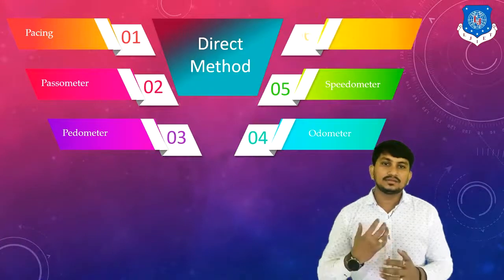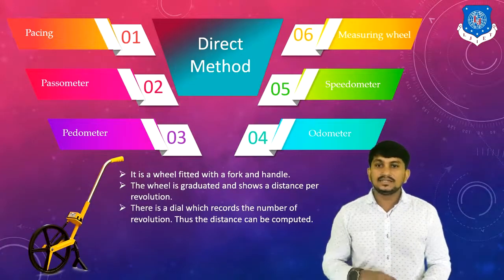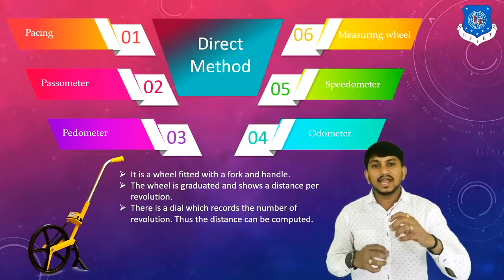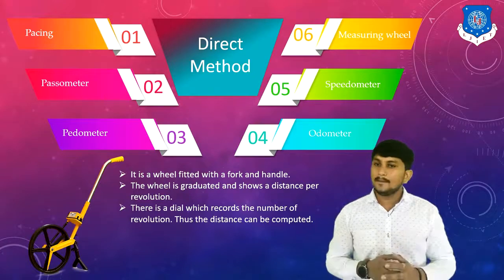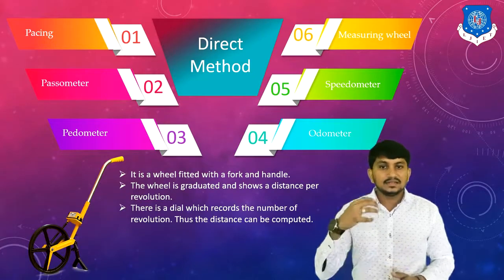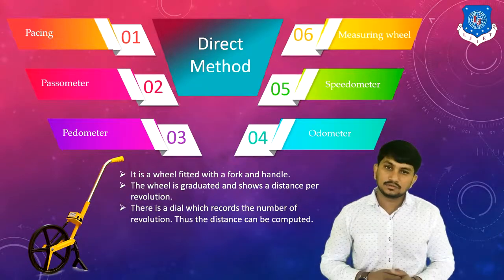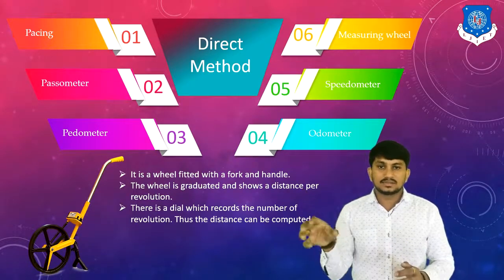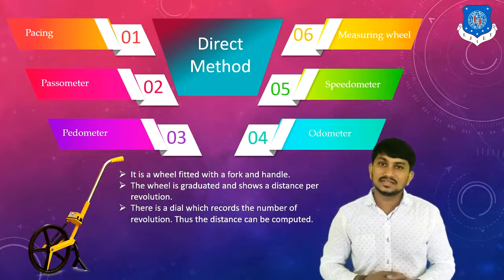Next type of method is measuring wheel. It is a wheel fitted with a fork and a handle. The wheel is graduated and shows a distance per revolution. There is a dial which records the number of revolutions. Thus, the distance can be calculated. These all methods are approximate methods which directly measure the distances.